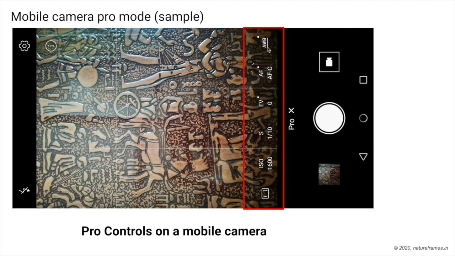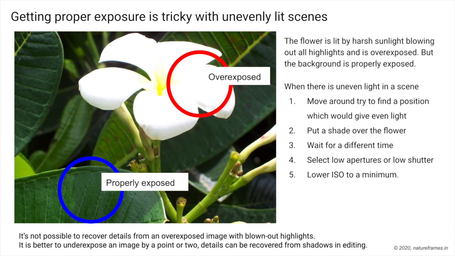and no aperture setting. Please refer to your camera. If it is a mobile camera, please check your settings. Observe this image. The flower is lit by harsh sunlight, blowing out all the highlights and is overexposed, but the background is properly exposed.